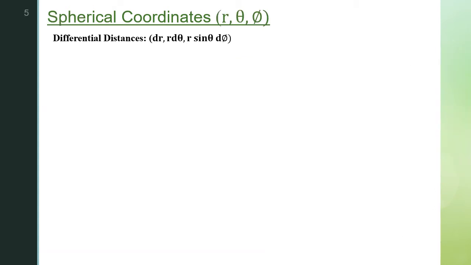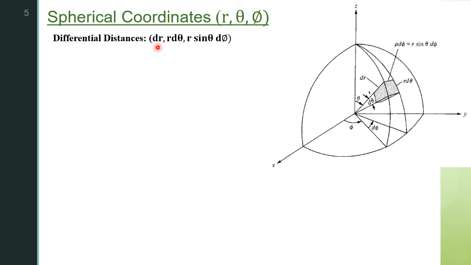Coming to the spherical coordinate system, the 3 coordinates are r, theta and phi. r is already a length, so the differential distance can be given as dr. But theta and phi correspond to angular displacements, so we need to find the corresponding length equivalent for the angle. When you consider this figure, we have radius r for the sphere. The angular displacement from the z-axis is given by theta, and the angle measured from the x-axis in the xy plane is given by phi.